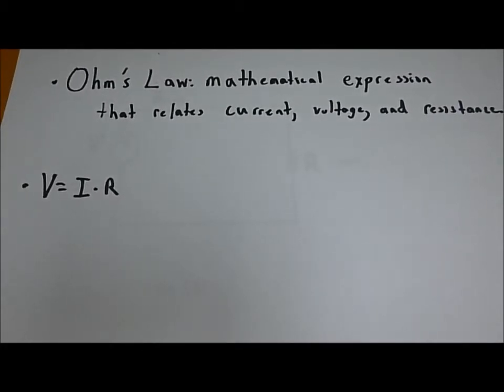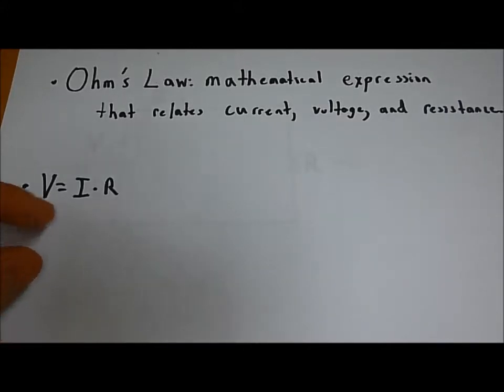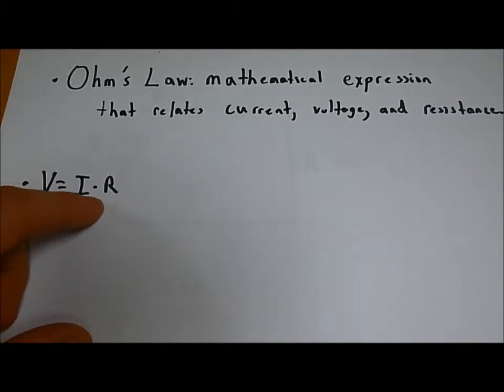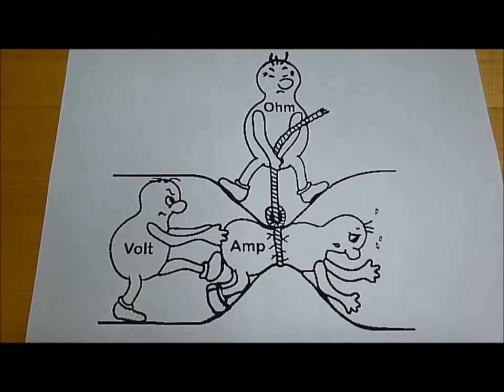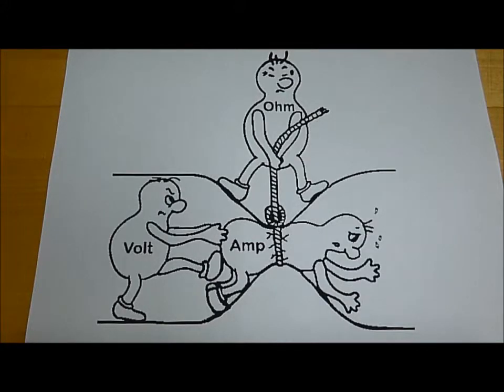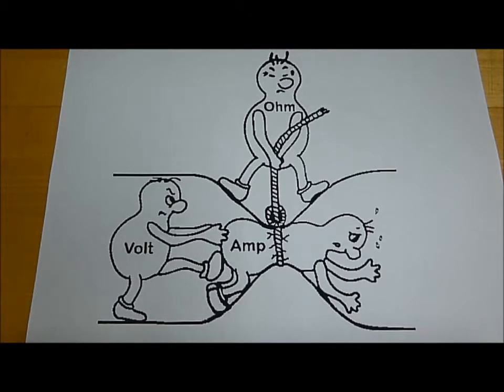Now we will discuss Ohm's law, which is the mathematical expression that relates current, voltage, and resistance, and dictates everything in electrical circuits. It is defined as V, voltage, equals I, current, times R, resistance. Ohm's law is often compared to water flowing through a hose, where the voltage is the force that the pump is putting on the water to flow through the hose, the resistance is the diameter of the hose, and the current is the water flowing through the hose.